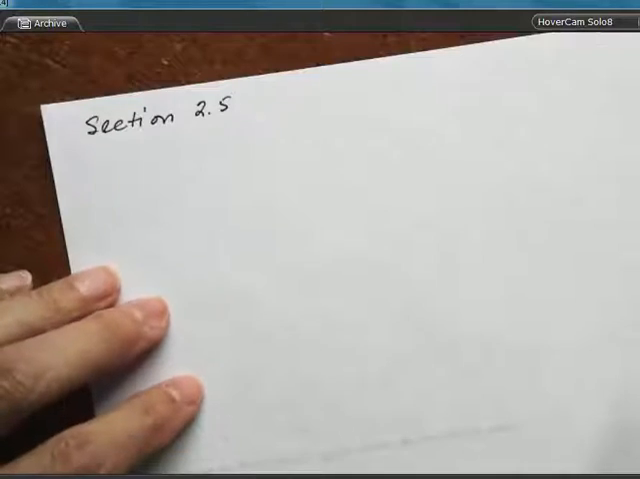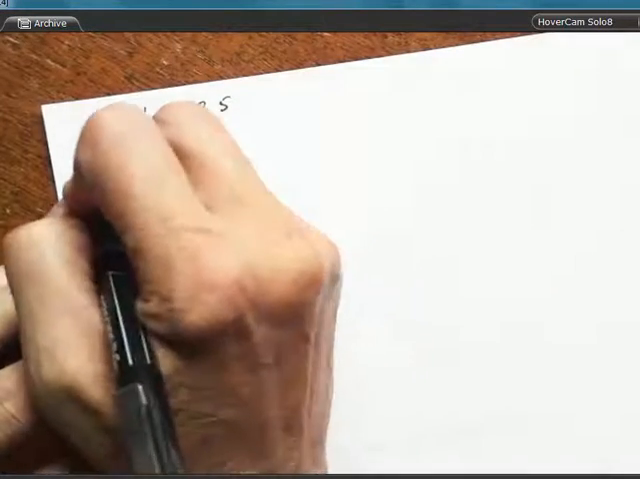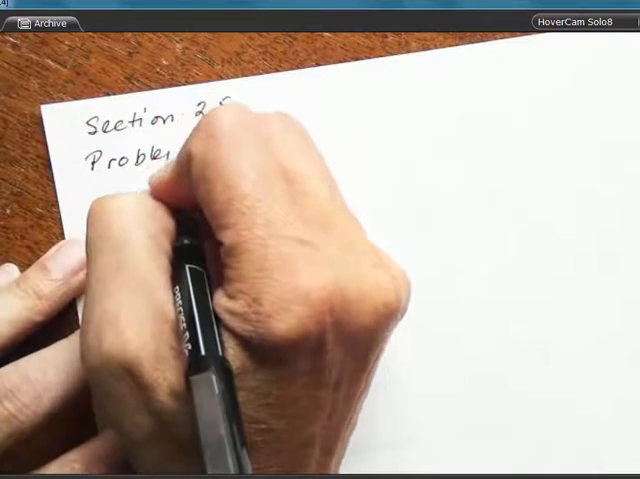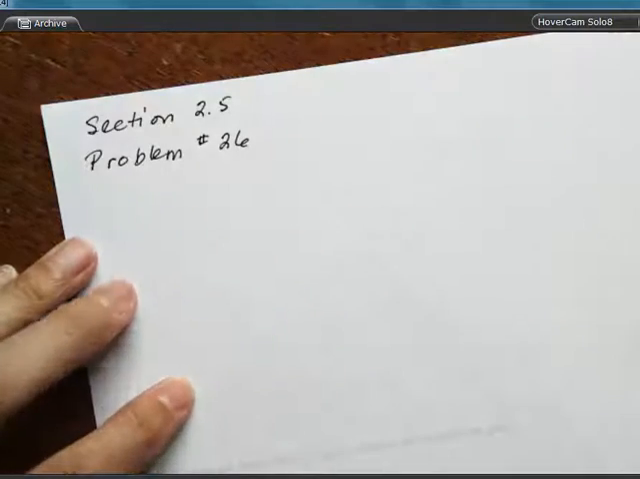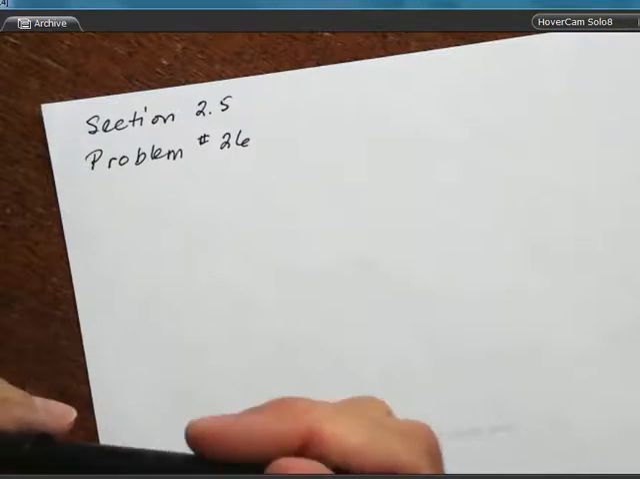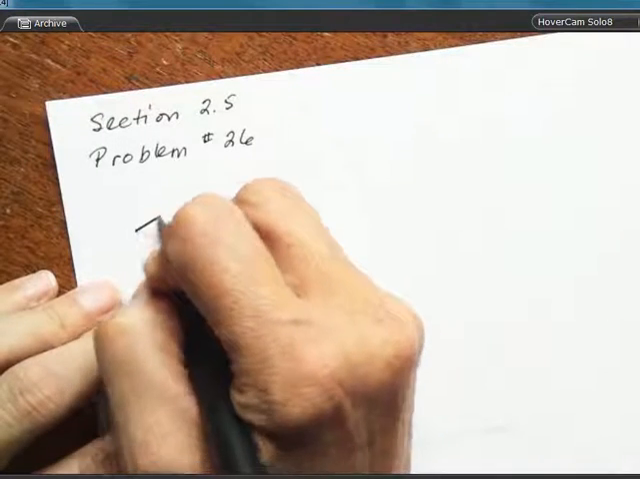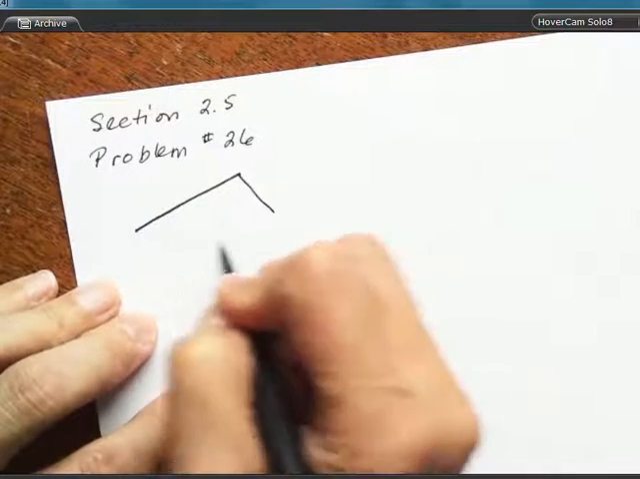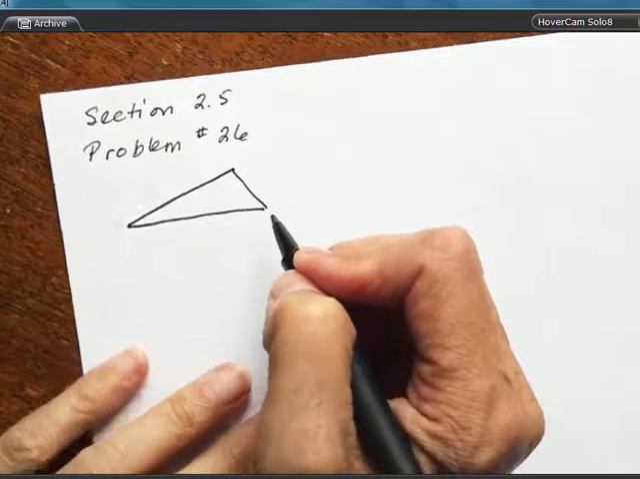And we're going to be doing problem number 26. And that problem involves a triangle. So since we're talking about a geometry problem and we're talking about a triangle, I'm going to draw just some abstract triangle so that I can put down the information that they're giving us in this problem.